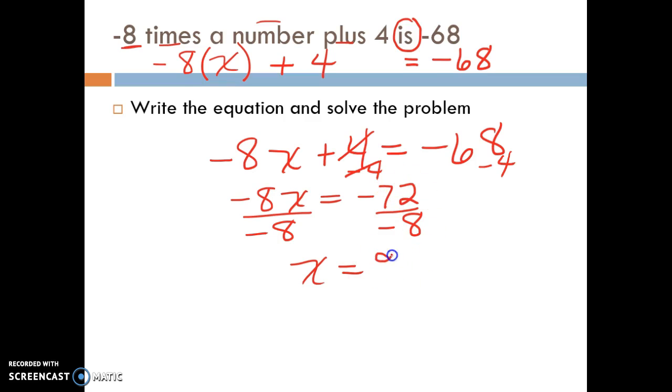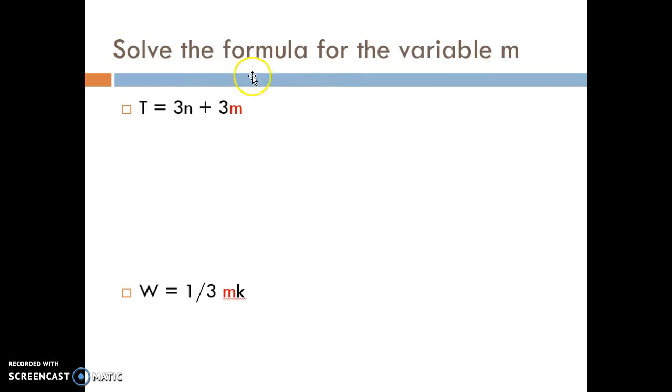72 divided by 8 is equal to 9. X is equal to positive 9.